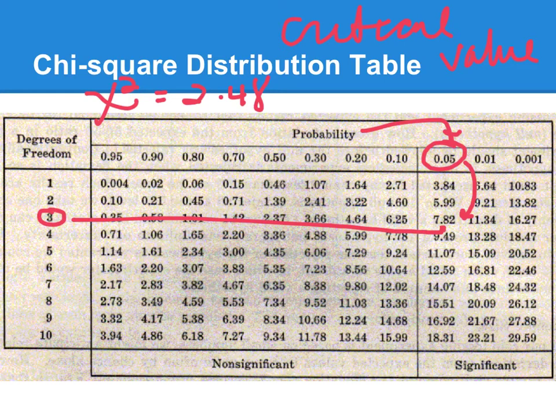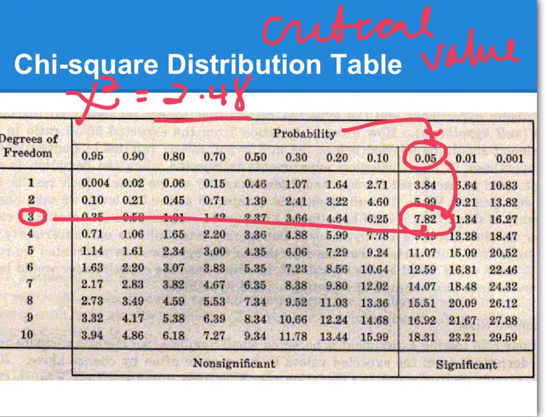So we ask ourselves, is our chi-square value greater than our critical value? No, it's not. It's not greater. And so as a result, we cannot be 95% sure. In fact, if we look at our p-values, our p-value finds itself in between these two values, 2.37 and 3.66, which tells us that our p-value looks somewhere in between 0.5 and 0.3.